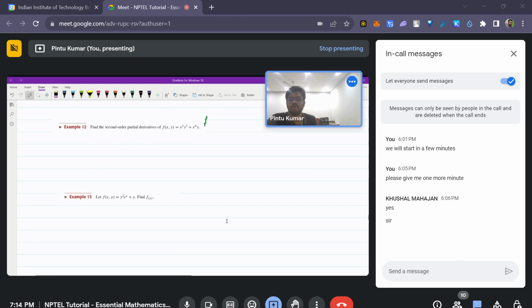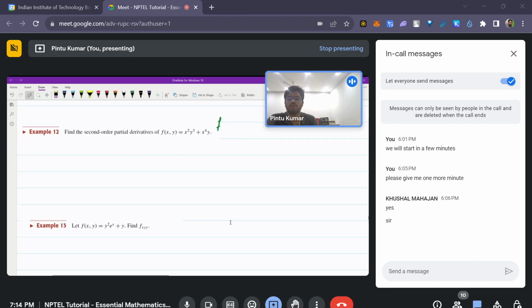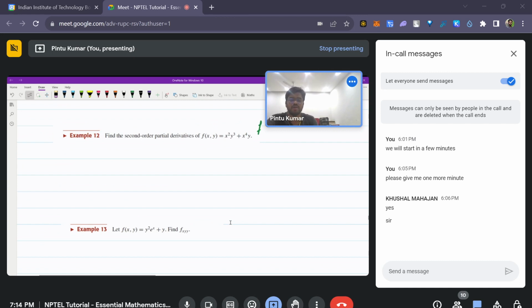Okay. So now we want to calculate the second order partial derivatives, that is f of xx, f of xy, f of yx, f of yy. I haven't defined these terms. What is f of xx? First of all, let's see what is f of x. F of x is del f by del x, the partial derivative with respect to x. What is f of y? This is the partial derivative of f with respect to y.